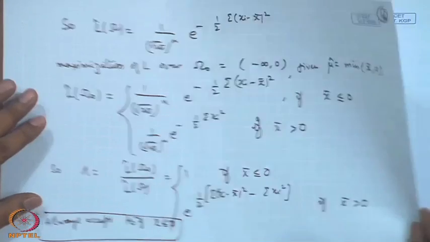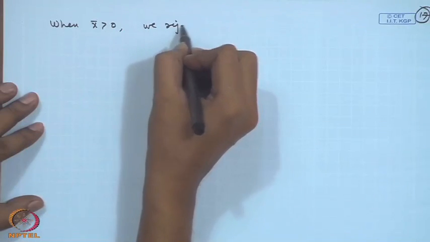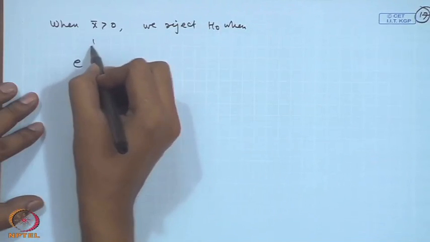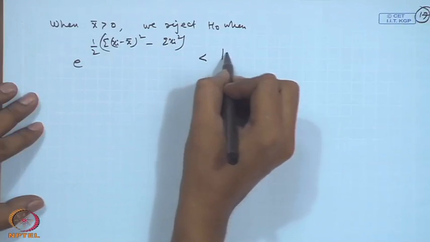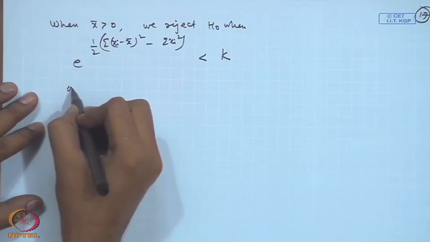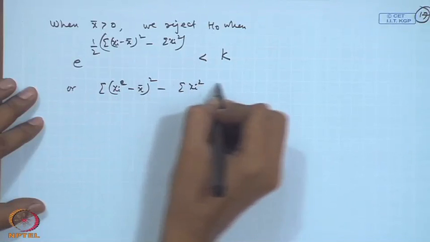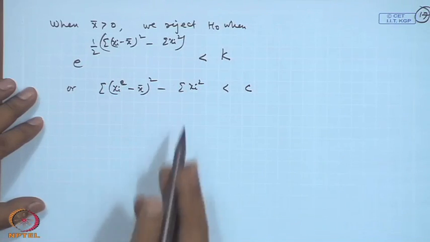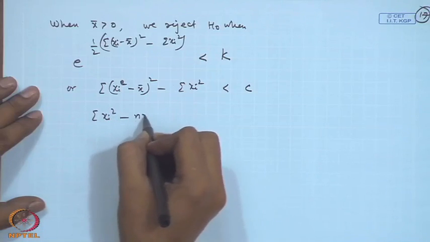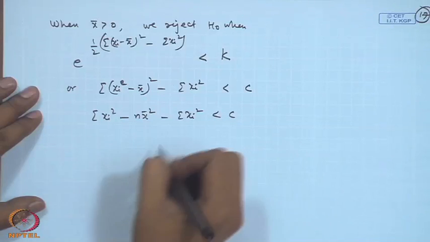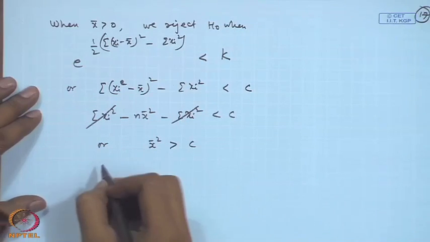Now, in the other case, you will formulate the region here. When x bar is greater than 0, we reject h naught when e to the power half sigma x I minus x bar square minus sigma x I square is less than k. So, if I take log here and adjust this half, it becomes sigma x I minus x bar square minus sigma x I square is less than some c. Now, this can be further simplified. We can consider this as sigma x I square minus n x bar square minus sigma x I square less than c. So, this cancels out. So, we get actually x bar square greater than some c. So, the rejection region is turning out to be two sided.